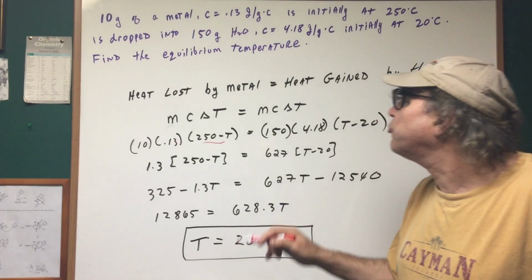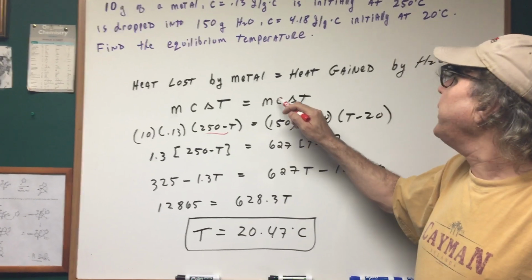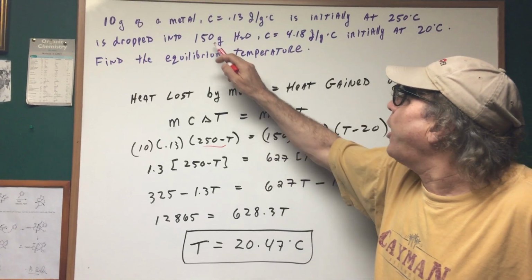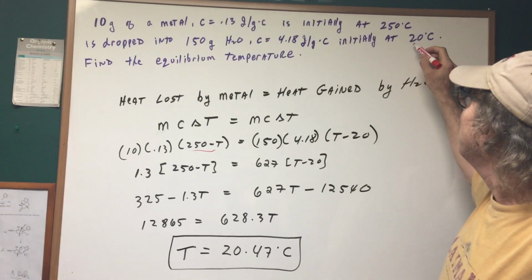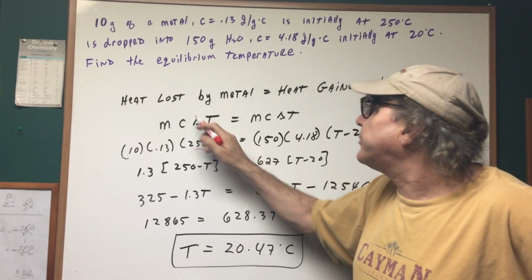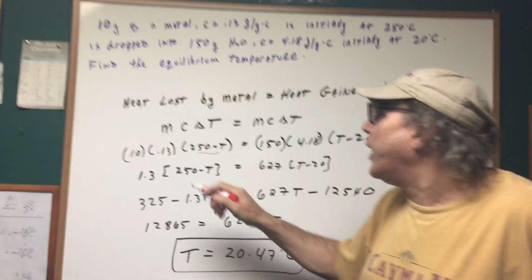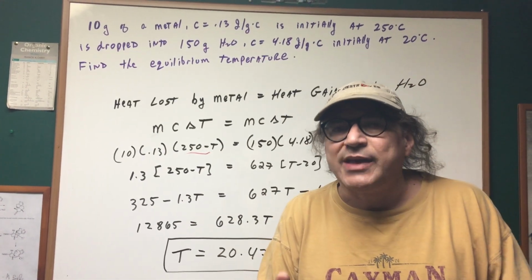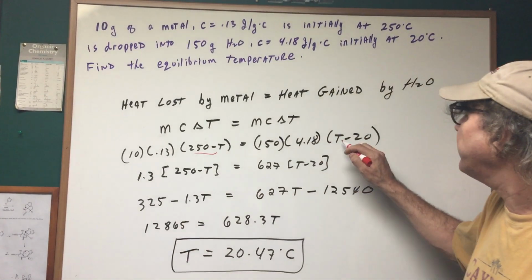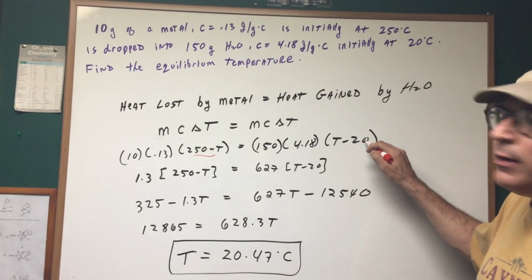Now, here's where it gets a little tricky. The heat gained by the water. Well, we know the mass of water is 150. The C is 4.18. Now, a nice little trick that I like to do. If you have heat lost, it's got to be the temperature minus T. So if it's heat gained, switch it. Make it T minus 20.